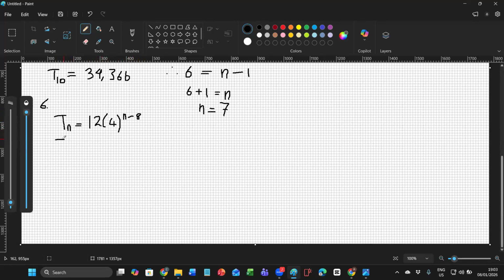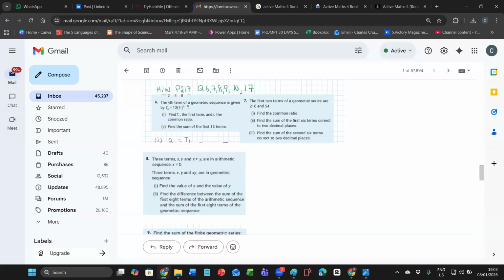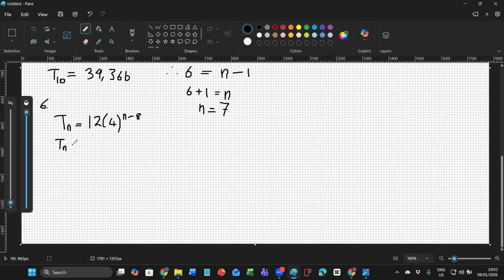Now, meanwhile, we know that the general Tn for any geometric sequence, at least, they told us that it's a geometric sequence. The general term for any geometric sequence is equal to A times R raised to power n minus 1. Good. So the first thing we're going to do is to put them side by side.